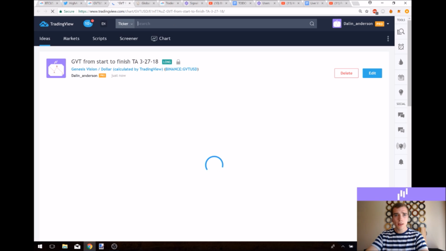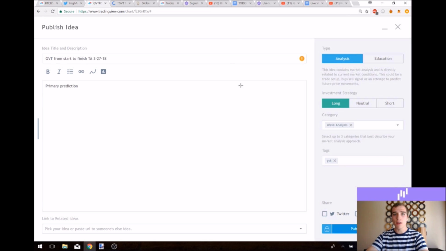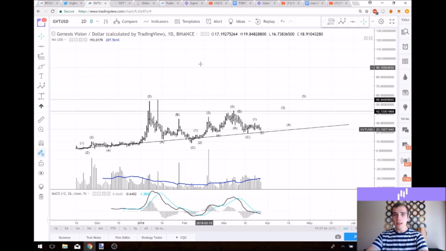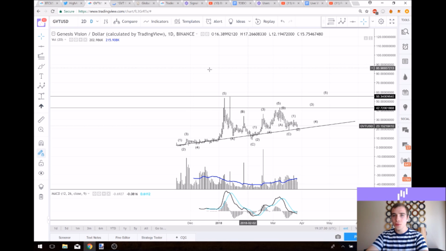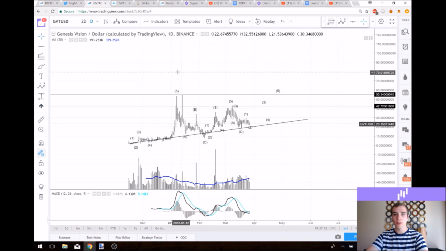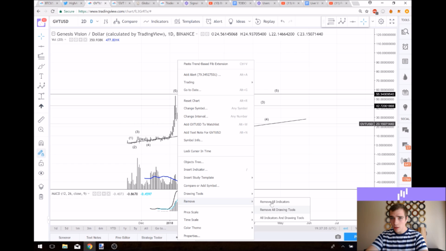And then basically we can take this and we can do a little update below this to add our alternative prediction to this. Because like I said, there is another way to look at this. And so let me just go into the alternative predictions. Let's just remove all drawing tools.